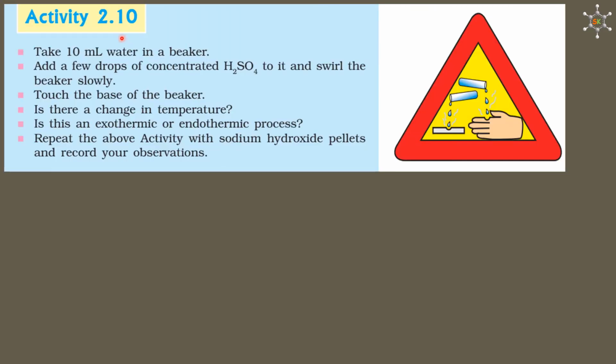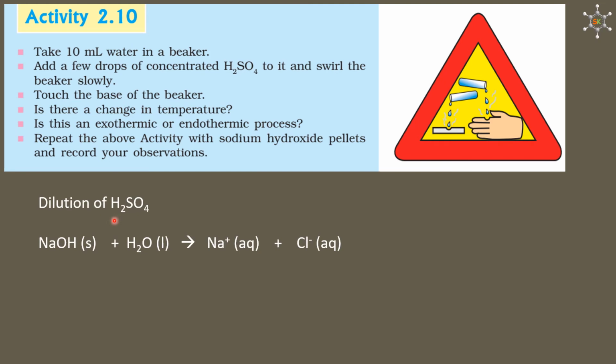Activity 2.10 is about dilution of sulfuric acid and dissolution of sodium hydroxide pellets in water. Both of these are exothermic changes where heat gets liberated, so we will feel the beaker heating up. On the sodium hydroxide bottle and the concentrated sulfuric acid bottle, we will see this symbol because both of them are corrosive in nature. This symbol indicates the corrosive nature of those chemical compounds.